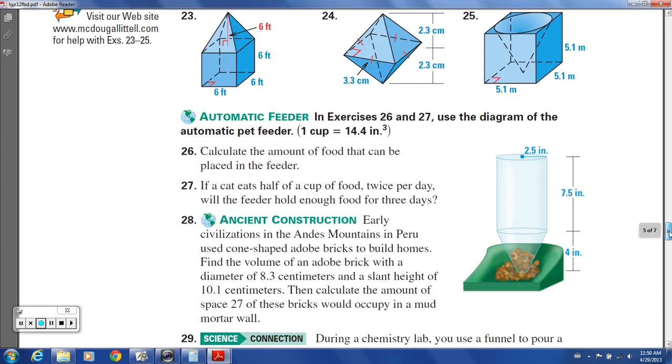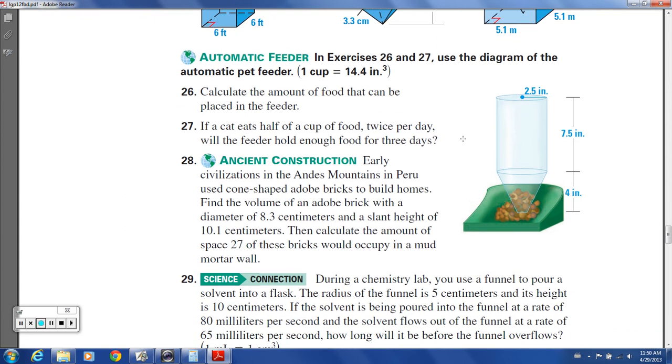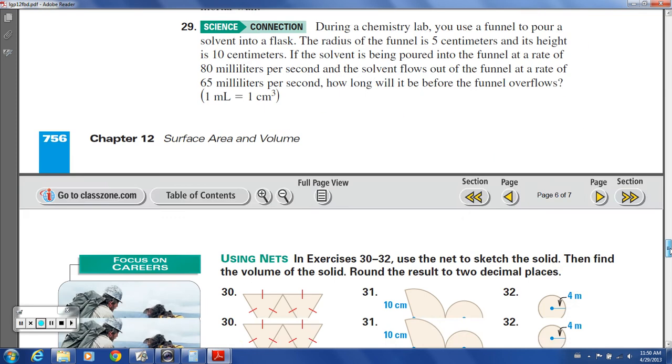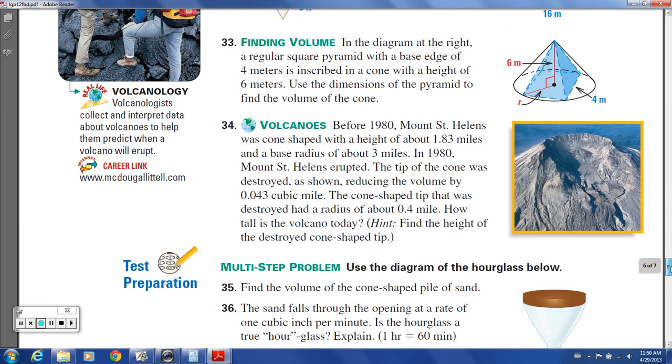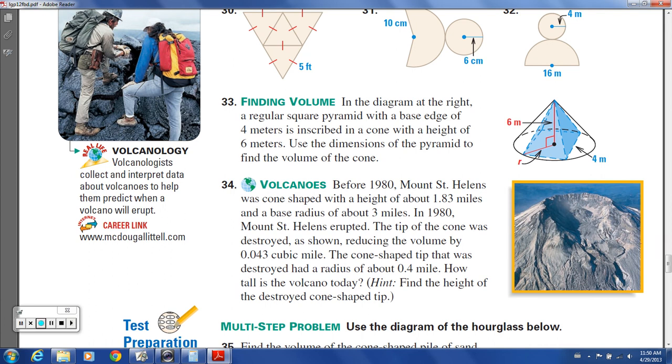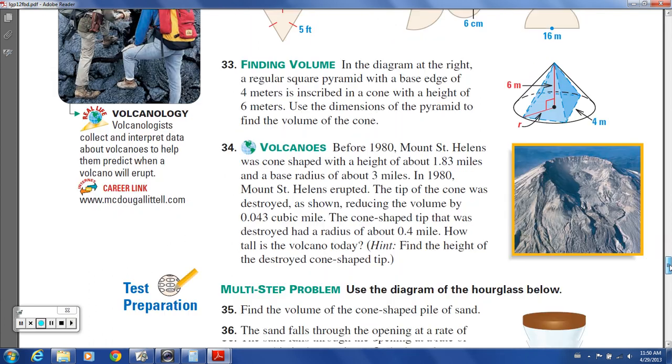So you're going to see some other real life connections here. How much food can you feed your cat with this thing? Is this for a cat? It's just a pet feeder, I guess, and whatnot. As you go through here, Mount St. Helens, the volume of that, really cool place if you've never been there.